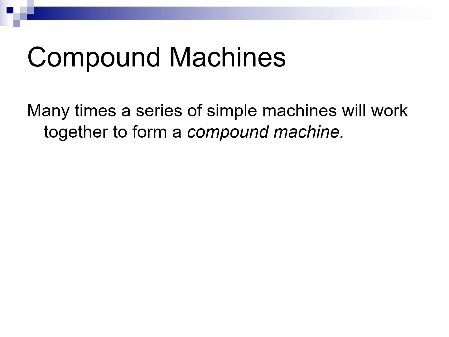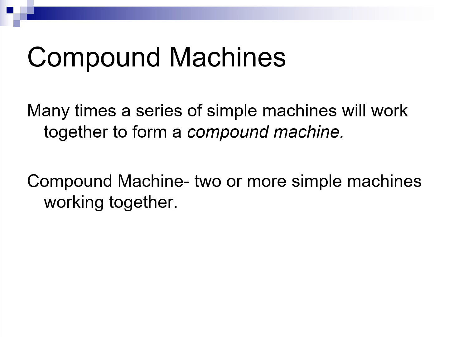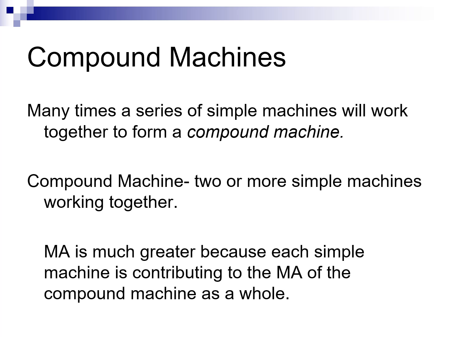Now we can actually take these simple machines and we can put them together with other simple machines, and they form compound machines. Compound machines just means we've got two or more simple machines working together. Of course, when you have more than one simple machine working together, that's going to increase your mechanical advantage of the machine as a whole.